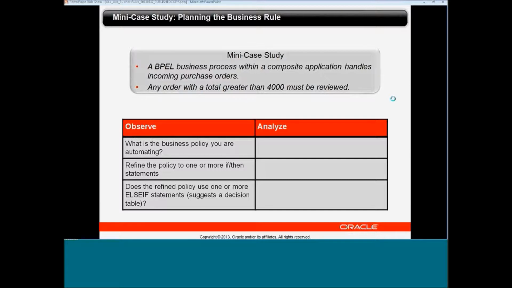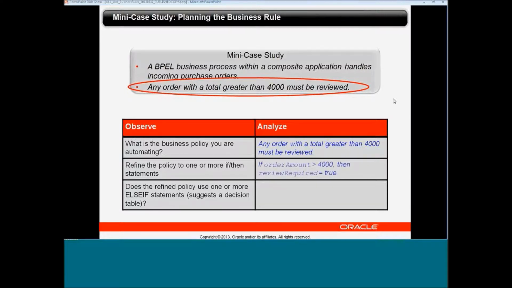So that's our requirements. So we take all the things we've just learned and we say, well, what does this mean to me? Where do I start? How do I build a business rule? So we start by answering some questions. We say, what is the business policy you're automating? Our example is pretty small, pretty easy to see. Any order with total greater than 4,000 must be reviewed. And we want to refine that policy to 1 or more if-then statements.